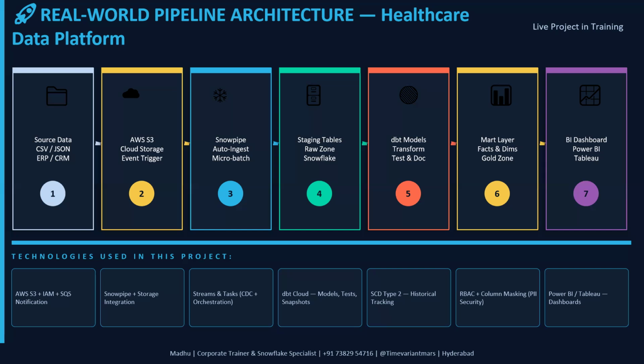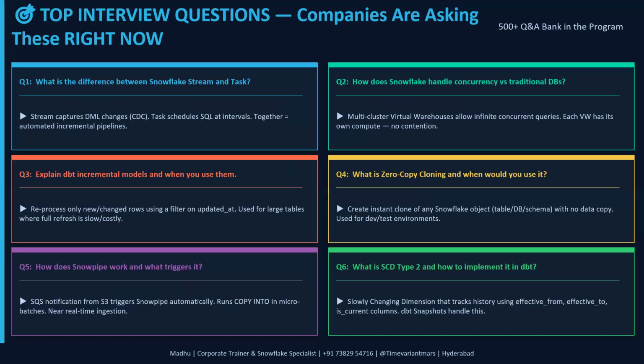Okay, next, go to another slide. We're going to see some top interview questions. Now let us talk about what happens when you sit in front of the interviewer. In this program we have a bank of 500-plus interview questions, but today I'm going to give you six of the most commonly asked ones, with the exact answers that will impress any Snowflake interviewer.